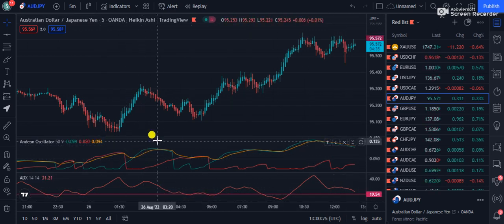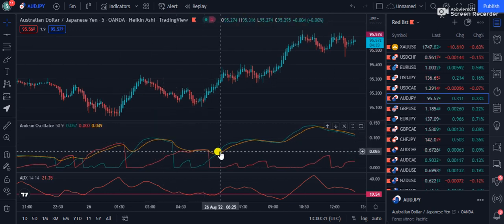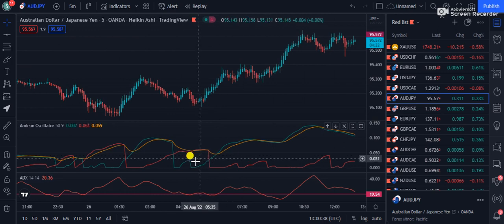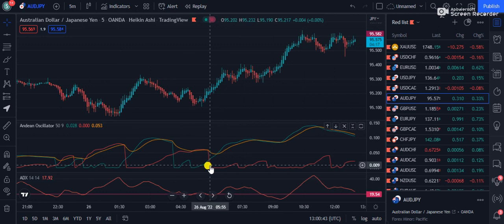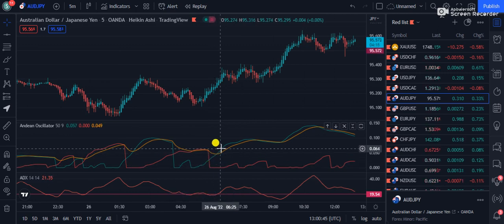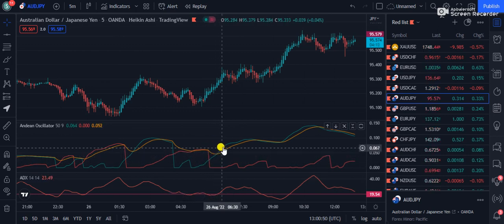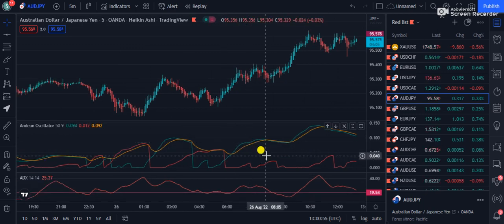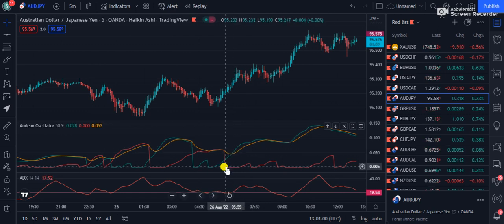Now let me talk about the oscillator. Do not be confused by the busy look of this oscillator. Maybe it looks complicated to you, however, this is very easy. You can see different lines on the oscillator. Just focus on the two lines first, the red for sell and the green for buy. If the green line has crossed the red line and the yellow line, and it is at the top, this is the signal for a buy. The green line should be at the top and must cross the previous two lines.